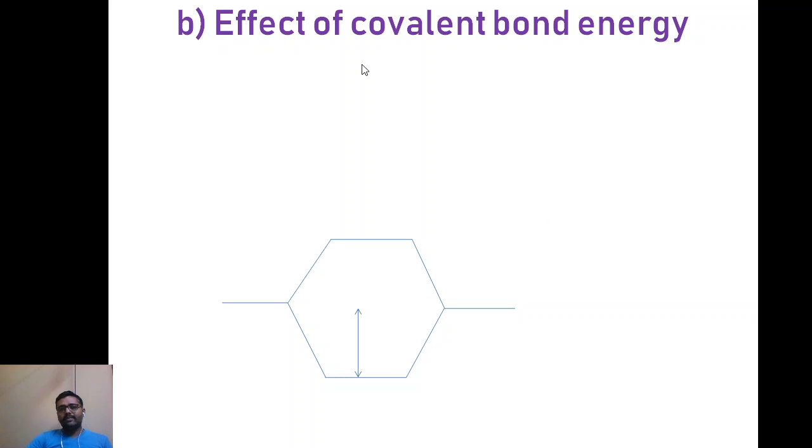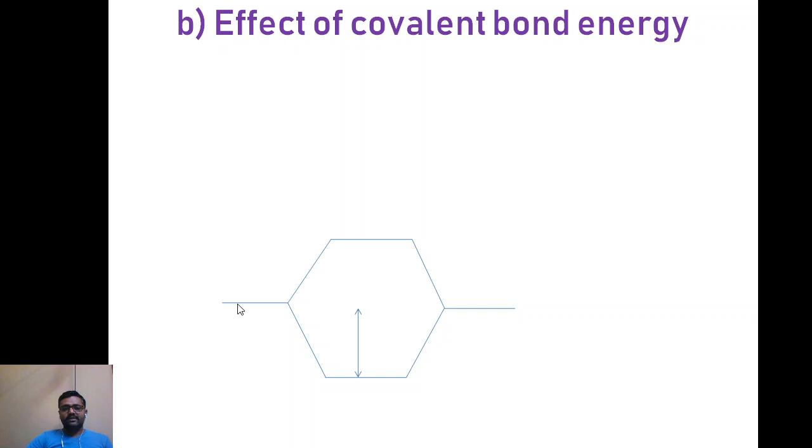Second point, effect of covalent bond energy. It means whether the bond is of a covalent nature or an ionic nature. Comparatively higher covalent bonding and lower covalent bonding are mentioned in the molecular orbital energy level diagrams. I have to compare, for the homonuclear diatomic molecules first of all.